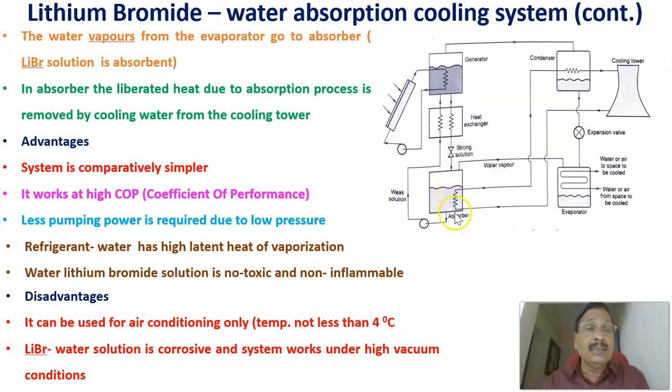The water vapor that goes from the evaporator to the absorber is absorbed, and in the absorber, the heat liberated due to the absorption process is removed by cooling water from the cooling towers. That is, the cooling water comes from the cooling towers to here.